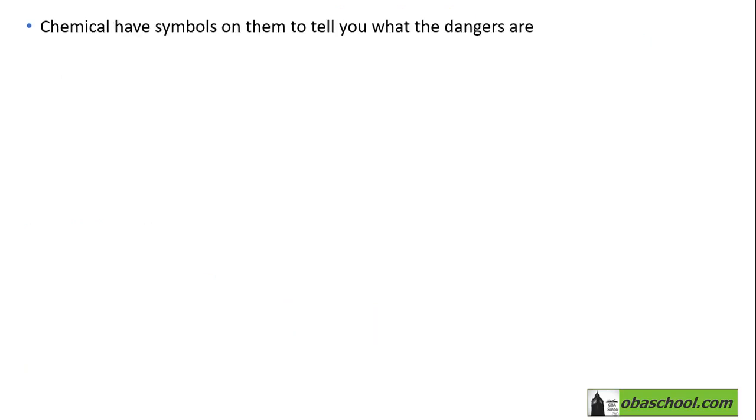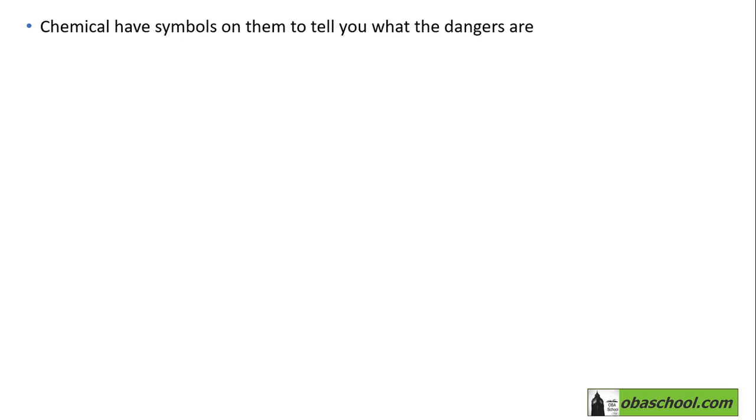The chemicals that we use in the lab have symbols on the bottles, which tell you about the hazards that they pose. We can now look at 6 symbols that are important to recognize, and you will see them on bottles that you use in the lab.